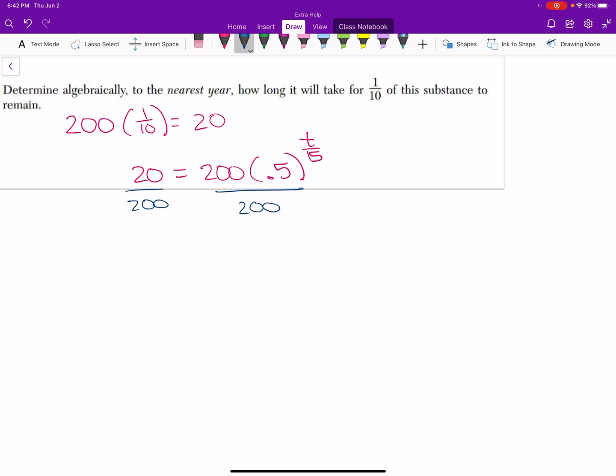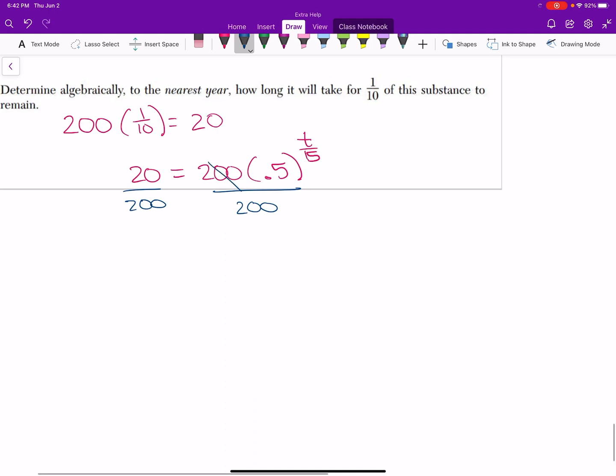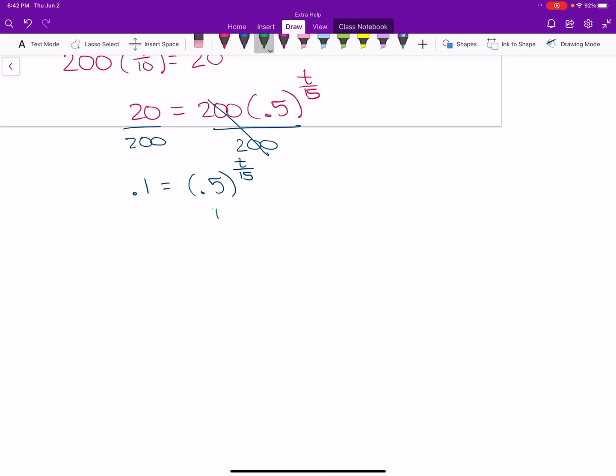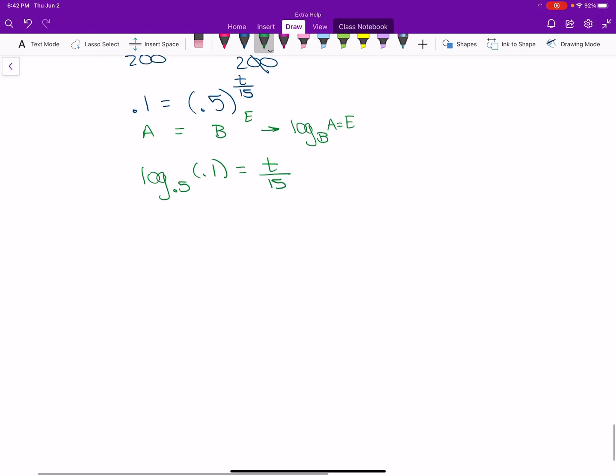So solving for your exponent, we always divide the initial amount over. 20 divided by 200 is 0.1. And we have 0.5 to the t over 15. 0.5 is my base. T over 15 is my exponent. It equals my A answer, which is 0.1. And we are going to rewrite this as log base b. So log base 0.5 of 0.1 equals t over 15.